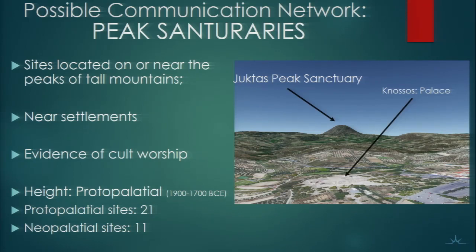Peak sanctuaries were Minoan sites that were located on or near the peaks of tall mountains, near settlements where evidence of cult worship has been found, as well as large ash deposits. They were at their height in the proto-palatial period, about 1900 to 1700 BCE, with William Megarry compiling a list of 21 peak sites. By the beginning of the Neopalatial period, however, he notes that only 11 peak sites were still in use.